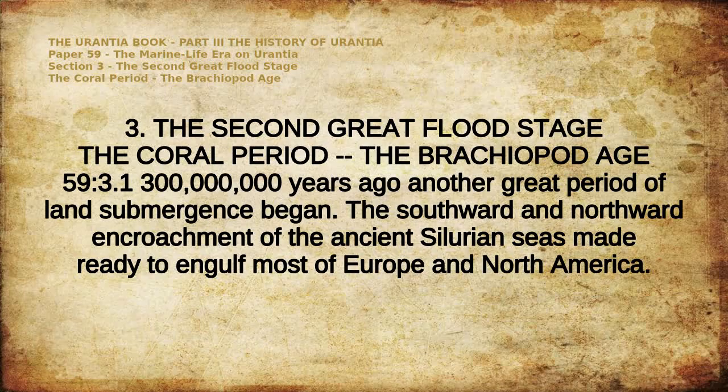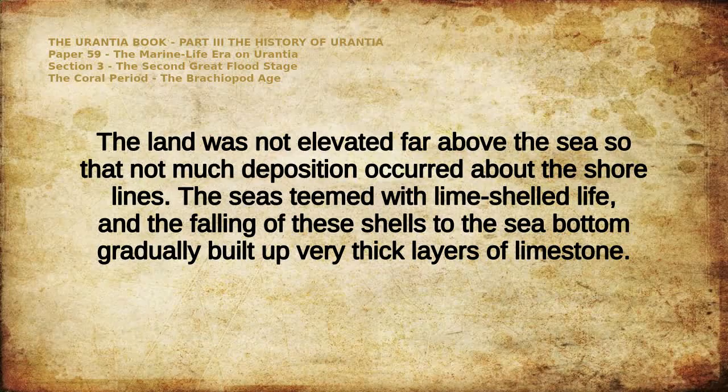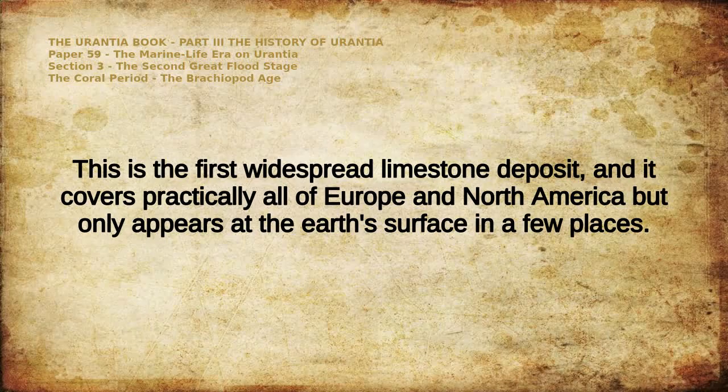300 million years ago, another great period of land submergence began. The southward and northward encroachment of the ancient Silurian seas made ready to engulf most of Europe and North America. The land was not elevated far above the sea, so that not much deposition occurred about the shorelines. The seas teemed with lime-shelled life, and the falling of these shells to the sea bottom gradually built up very thick layers of limestone. This is the first widespread limestone deposit, and it covers practically all of Europe and North America, but only appears at the Earth's surface in a few places.